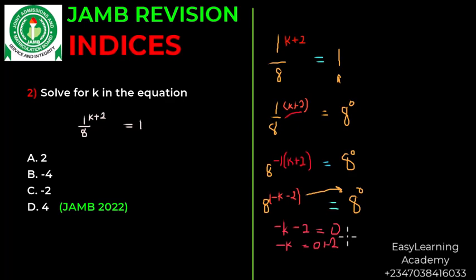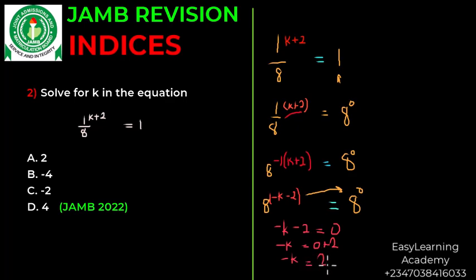So now we are looking for k. We're going to divide both sides by the coefficient of minus k. That is minus 1. Of course, 0 plus 2 is the same thing. Okay, let's take it out first. Let's have it well spelled out. Minus k is equal to 2.